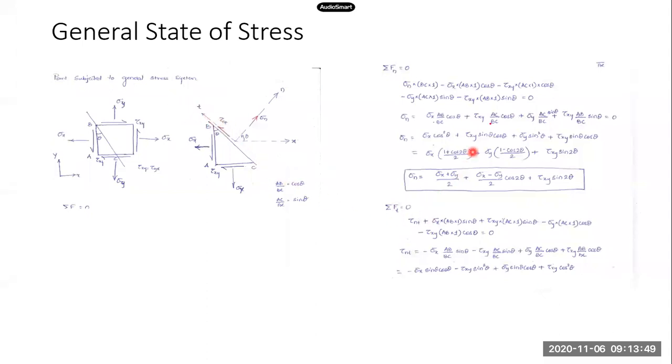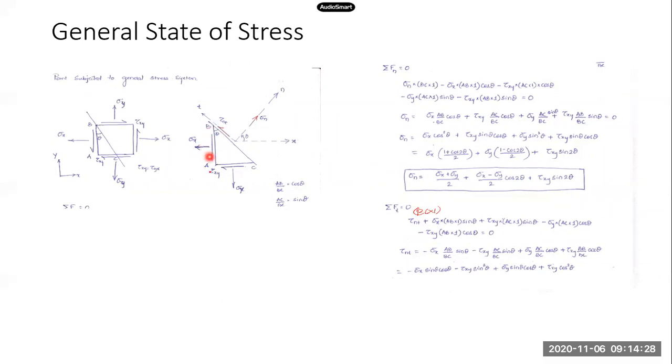Similarly, as we did for the summation Fn equal to zero, here also I'll take all the forces acting on the faces of this element, resolve them in T direction, add them together and equate them to zero. So tau nt is one stress. This tau nt is multiplied by the area of this face BC, that is tau nt into BC into 1. Plus the sigma x in the n-x direction.